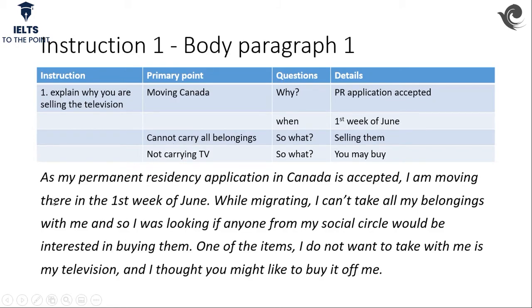So I was talking about this first particular primary point and its details, as my permanent residency. This particular sentence starts with "as", explains the reason, my permanent residency application in Canada is accepted, and after the comma it explains the effect or the result, reason and the result. What is the result? I am moving there in the first week of June. Alright. So how could I write this sentence comfortably?